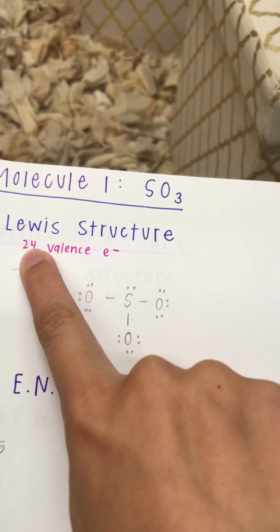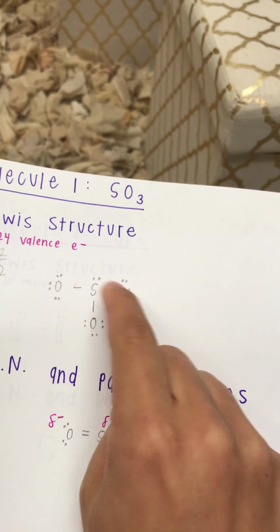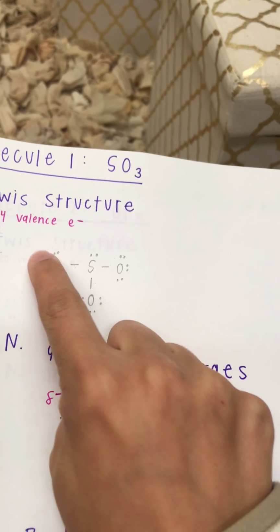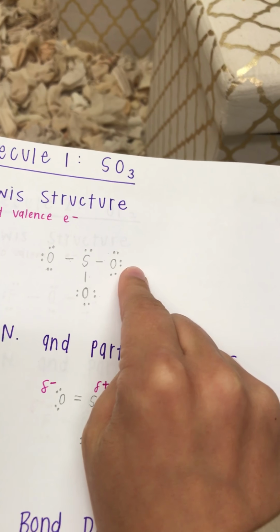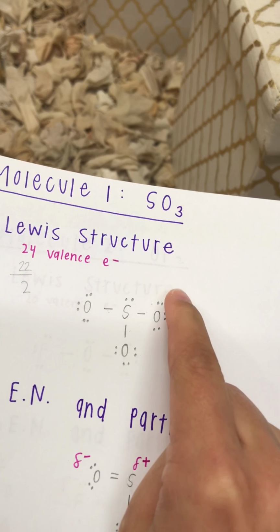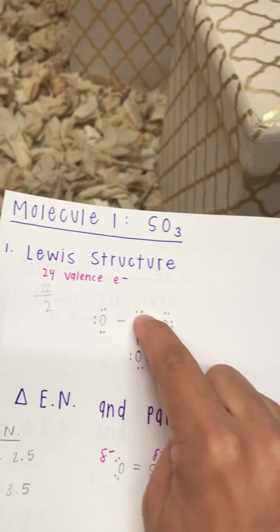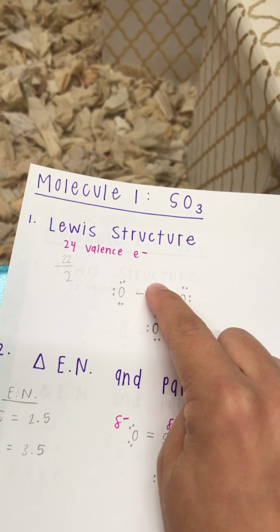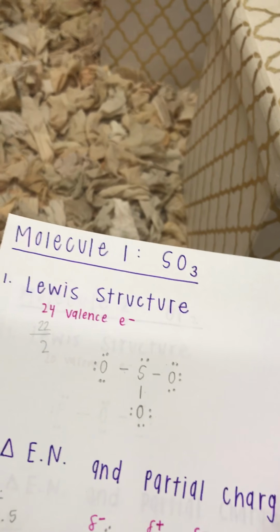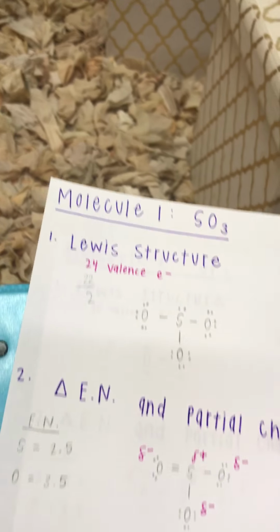So it has 24 valence electrons. So I start with putting bonds here and then filling the outer octets. Once I did that, I had used 22 electrons, so I had 2 left over. So that told me I should put it on the sulfur to give that a full octet too. So there's your Lewis structure, and you can count to make sure you have 24.